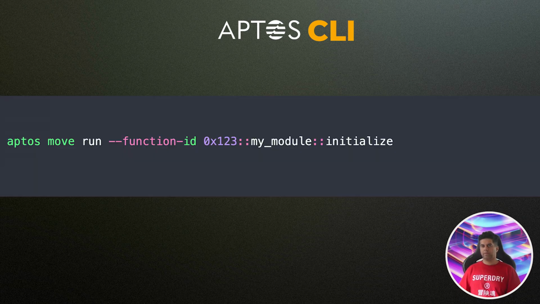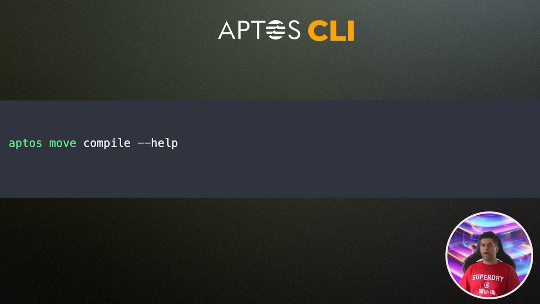Now I know we are throwing a lot of commands at you, but don't worry. You don't need to memorize any of these right now. The Aptos CLI has excellent built-in help. If you ever forget how to use a command, just add --help at the end of any command. For example, aptos move compile --help. This will give you a detailed explanation of how to use the command and what options are available.